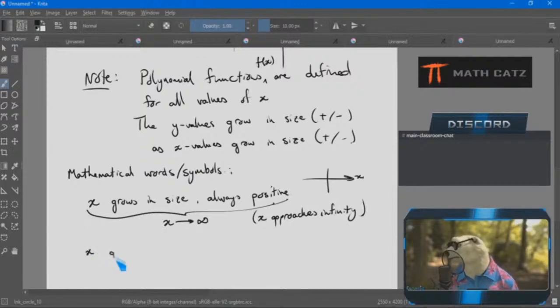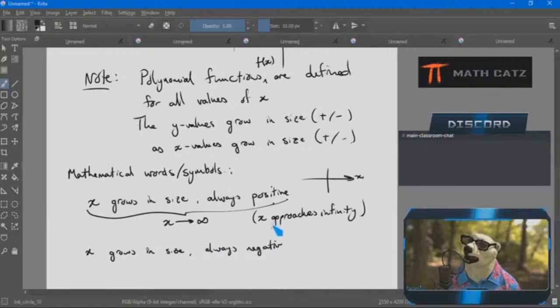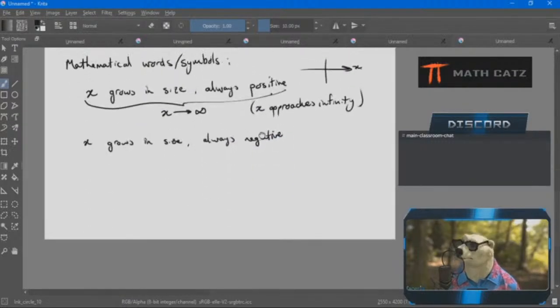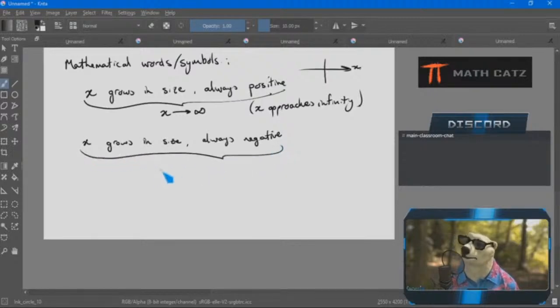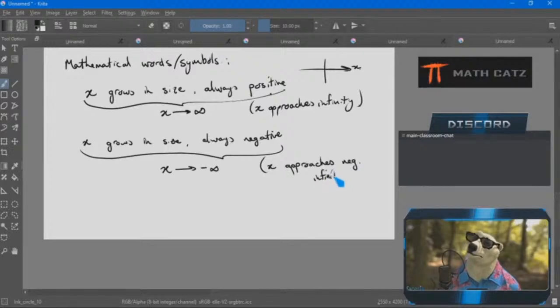Then, if I go in the opposite direction, the x values grow in size. If I look at the absolute value, then the size of the number, but always negative, I'm going to indicate that with x, of course, my variable name. It's a behavior. That's where the arrow comes in. And then negative infinity to indicate that it's going in the opposite direction. And we say x approaches negative infinity.